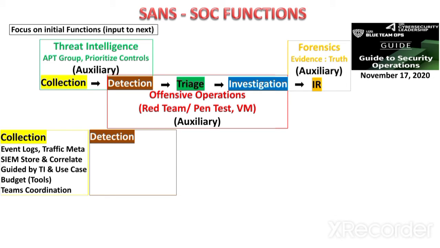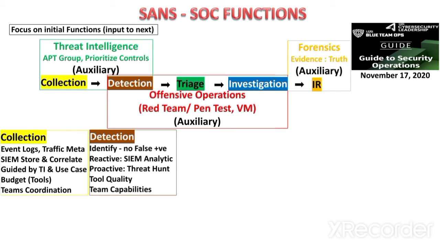Now the next core function is the detection. So the collection provides input to the detection. The purpose is to identify the incident with no false positives. So it could be reactive, for example, the security information and event management system is performing the analytics of the incident, or it could be proactive, by using proactive threat hunting, by performing the penetration testing or maybe vulnerability scanning. So the detection depends upon the quality of the tool which you are using, and also the technical capabilities of your security operations center team.